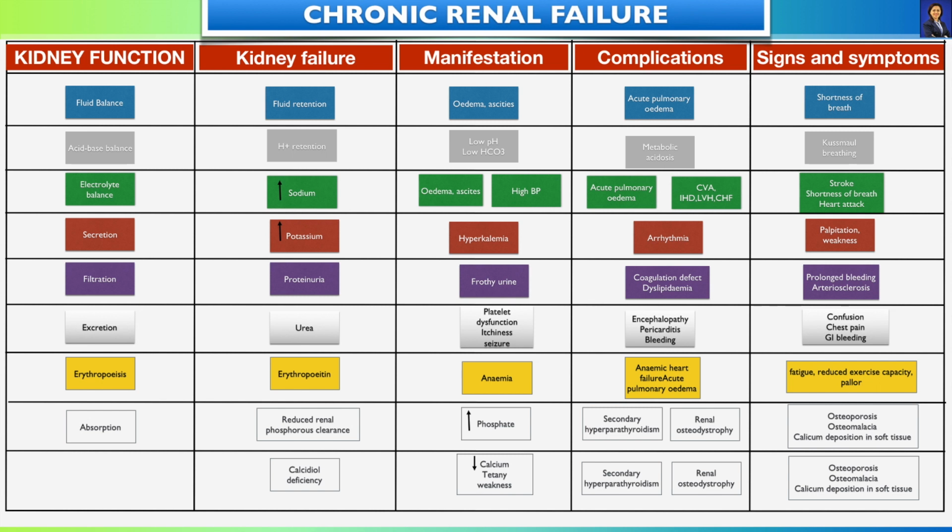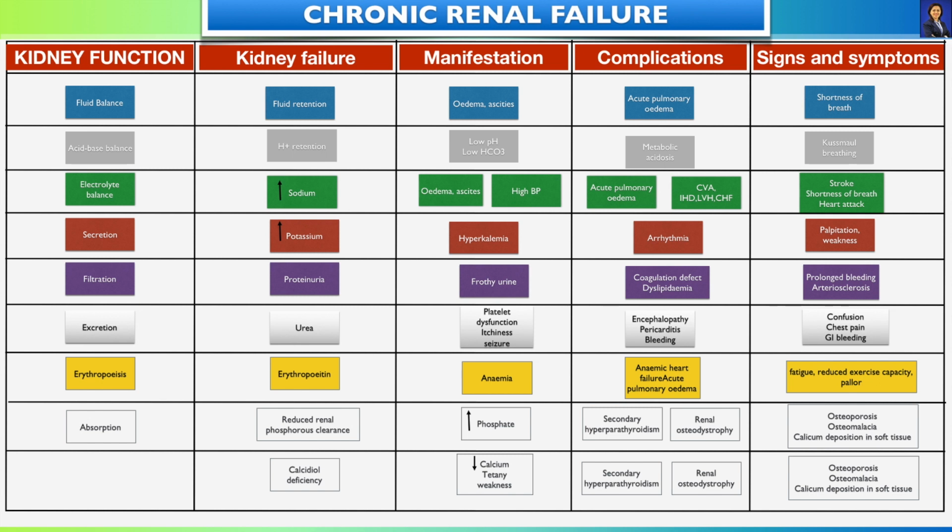For excretion, urea will be retained in the body, and urea complications such as uremic pericarditis, uremic gastritis, and platelet dysfunction, which will manifest as bleeding. And finally, uremic encephalopathy can occur. If erythropoietin cannot be synthesized by the kidney, the patient will complain of anemia symptoms such as palpitation, reduced effort tolerance, pallor, fatigue, and end up with anemia and heart failure.